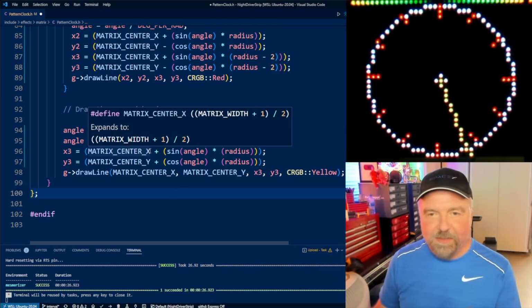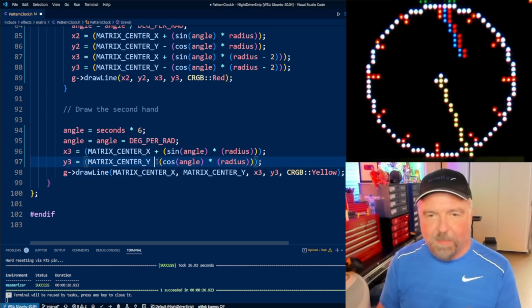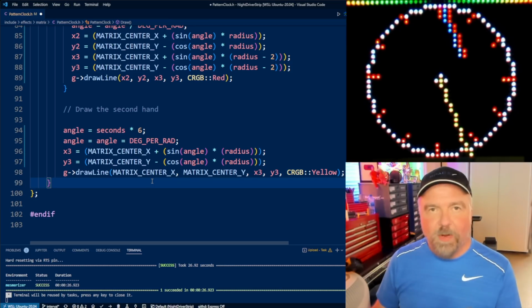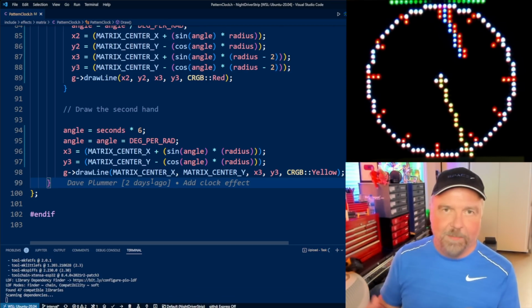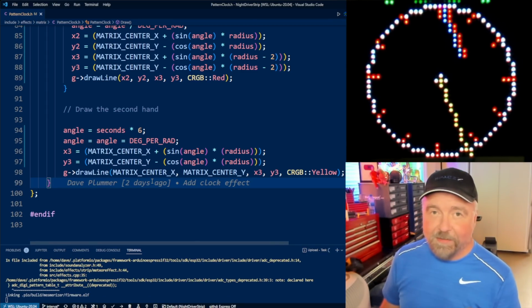X3 is matrix center X plus the sine of the angle times the radius to go all the way out. Start at the center. Maybe this should be minus. I'm trying to remember my math. Yes, this should be minus cosine. That's why. Silly grade 8 math. Grade 10 math, whatever it is. I'm not making fun of the math. I had to look it up. I won't kid you.